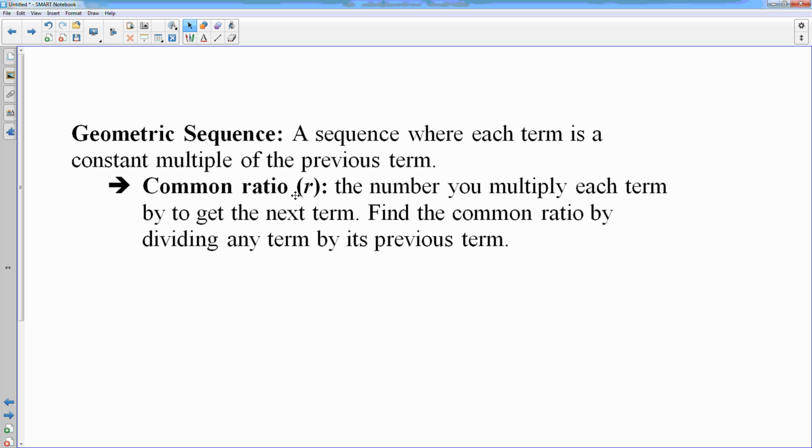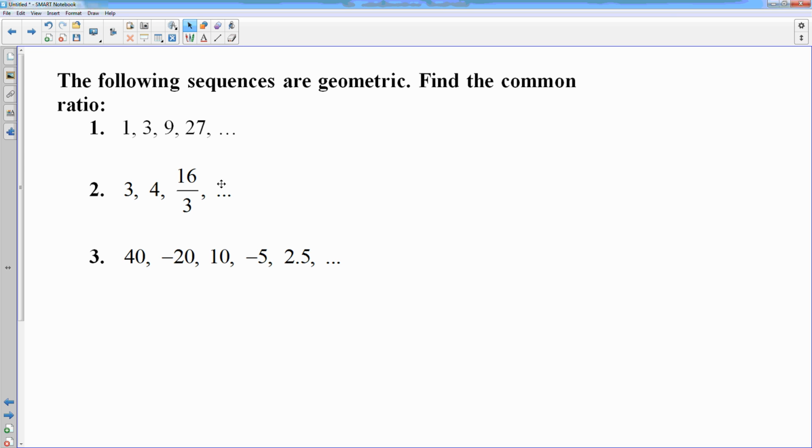So that is what you multiply by. In an arithmetic sequence, you have a common difference. In a geometric sequence, you have a common ratio. And you get the common ratio by dividing any two consecutive terms. So what I have here is three geometric sequences, and we're going to find the common ratio. And again, the common ratio is simply what you multiply by to get from one term to the next.